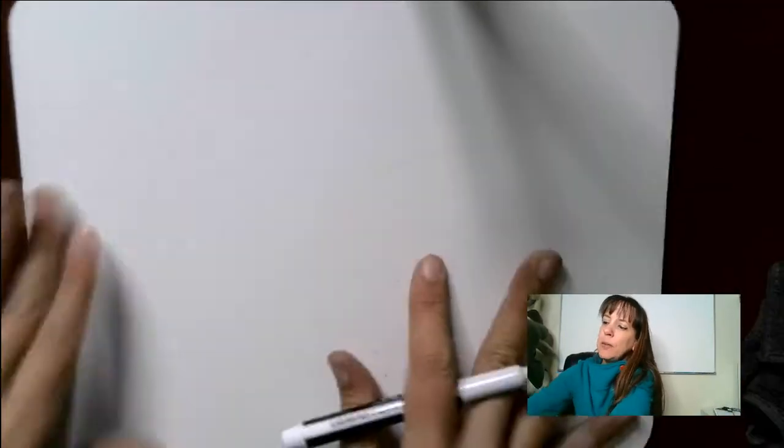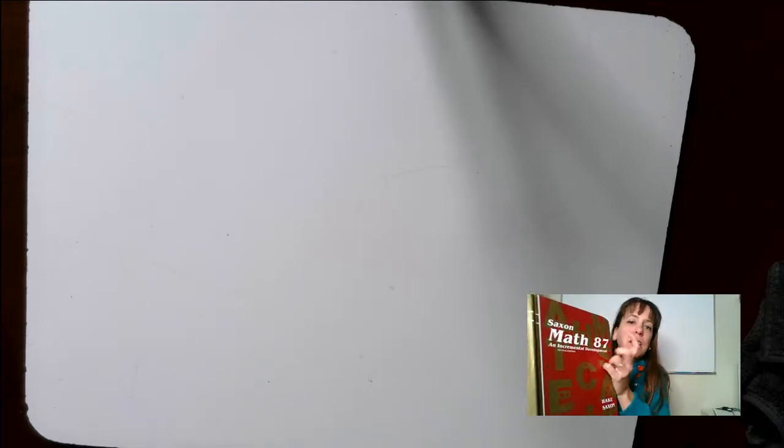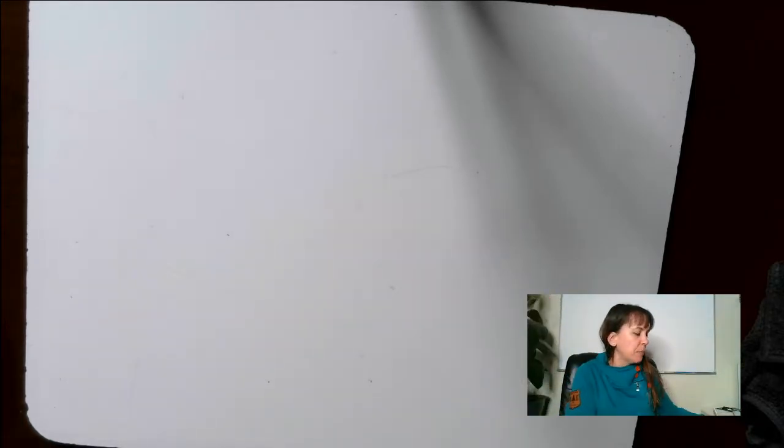All right, for those of you following along at home, I'm in Saxon 8/7, the second edition. I'm on lesson number 13. Let's talk about some of these examples that are here. Number 1, Willie packed 25 marbles in each box. If he filled 32 boxes, how many marbles did he pack in all?